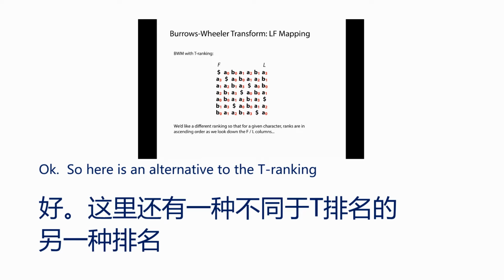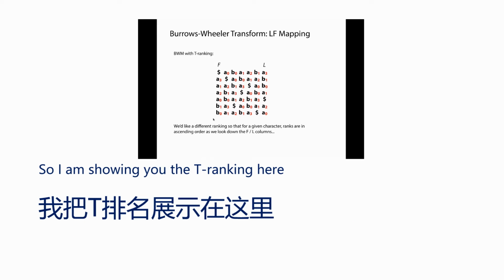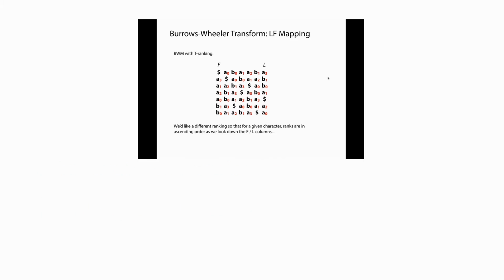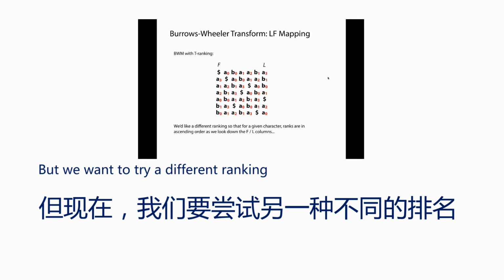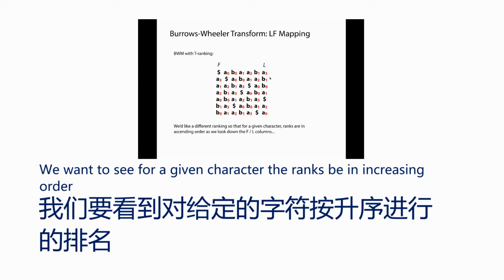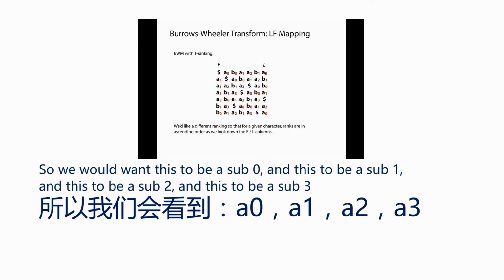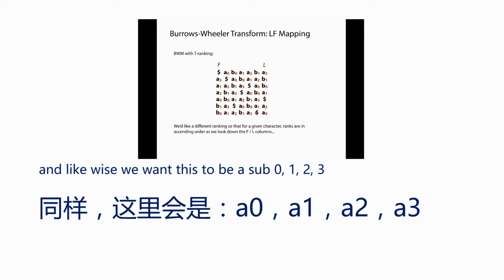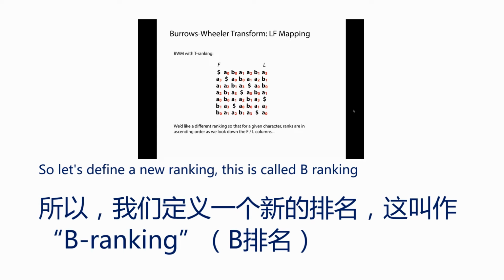Okay, so here's an alternative to the T ranking. I'm showing you the T ranking here. But we want to try a different ranking, and we want the new ranking to have the property that if we look down the last column, or look down the first column, we want to see for a given character the ranks be in increasing order. So we would want this to be A sub 0, and this to be A sub 1, and this to be A sub 2, and this to be A sub 3. And likewise, we want these to be A sub 0, 1, 2, 3. So let's define a new ranking that does this.